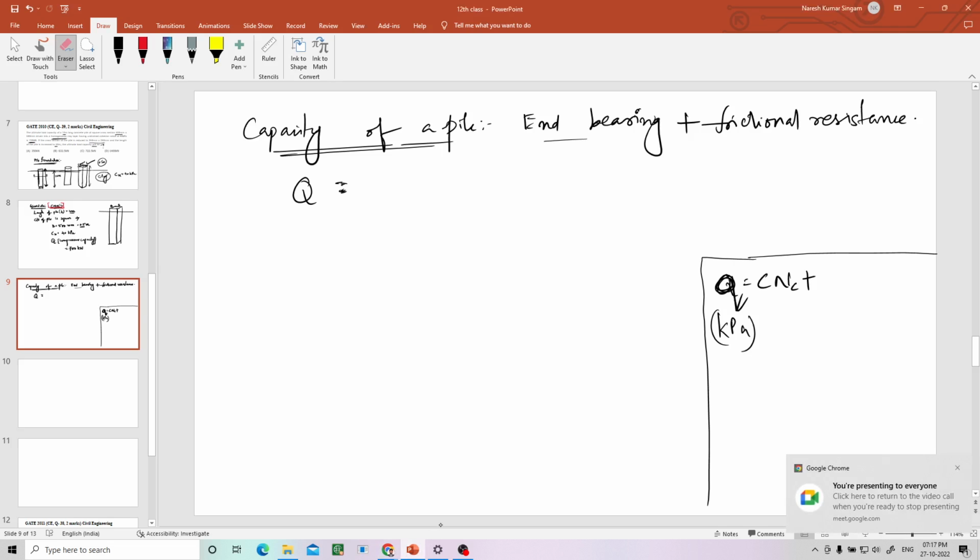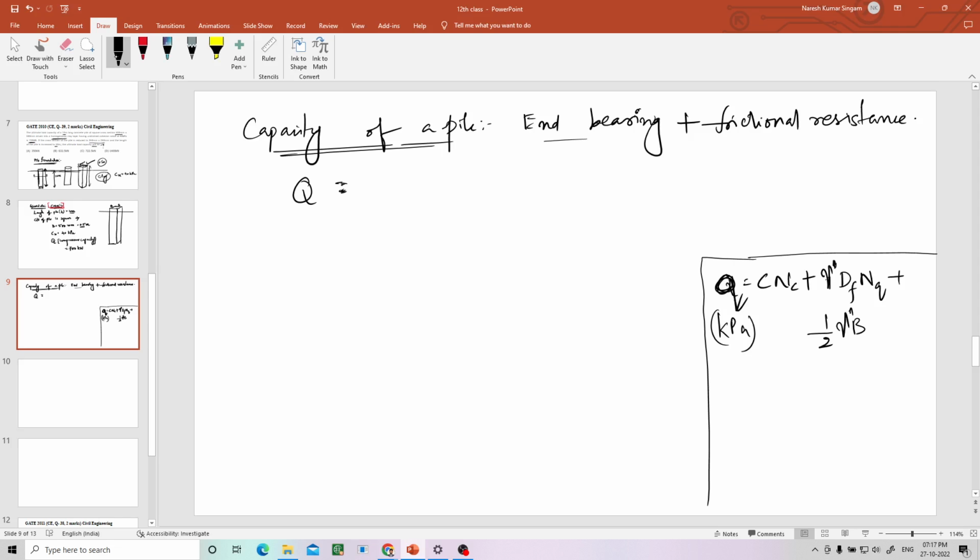So gamma effective, you can write gamma submerged. It can be gamma bulk also, if there is no water table. If there is water table, you have to consider gamma dash, depth of foundation into Nq, plus gamma dash b into N gamma. So this is the bearing capacity formula for end bearing resistance, okay, for the shallow foundations.